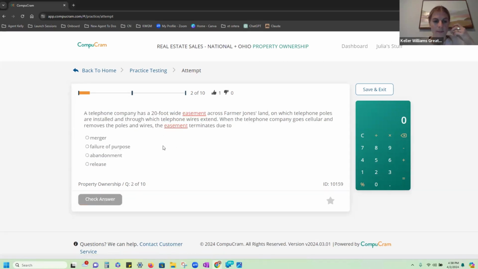Okay. A telephone company has a 12-foot wide easement across Farmer Jones' land, on which telephone poles are installed and through which telephone wires extend. When the telephone company goes cellular and removes the poles and wires, the easement terminates due to A. Merger, B. Failure of purpose, C. Abandonment, or D. Release.